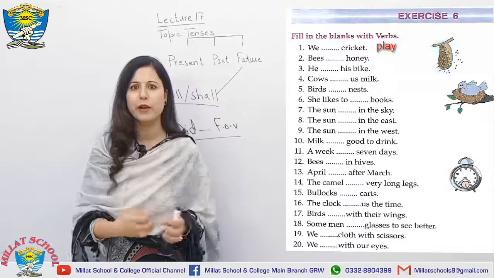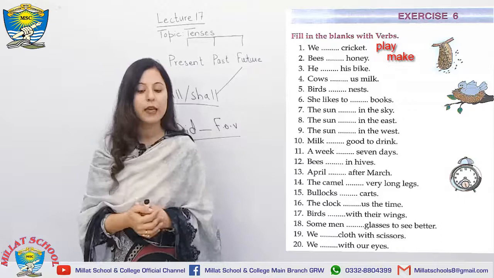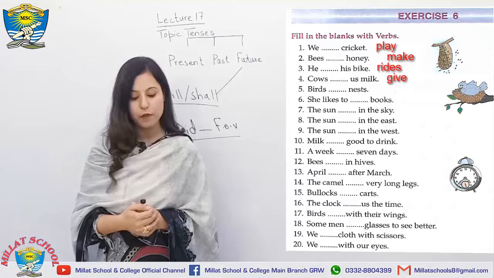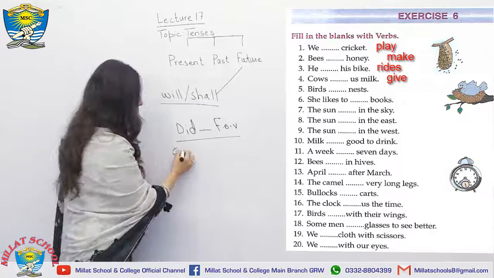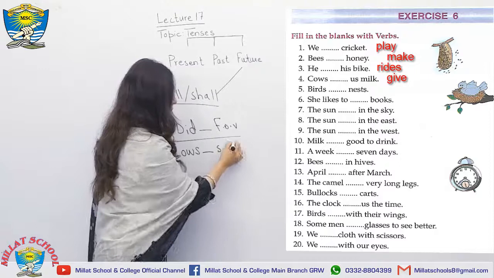We play cricket. Exactly. Number 2, bees dash honey. Bees make honey or produce honey. Exactly. Number 3 is he rides his bike. Number 4, cows give us milk. Now be careful about this form of writing again, because cows is a plural word, and when we use any plural, there is no need to write S or ES. This point will be discussed in the next topic, because that is about present indefinite, which is the simple form of the present.